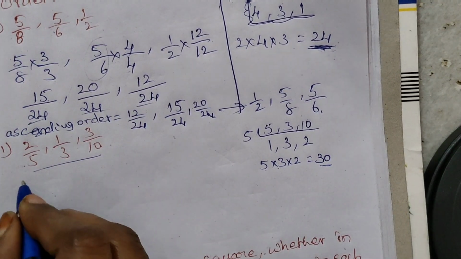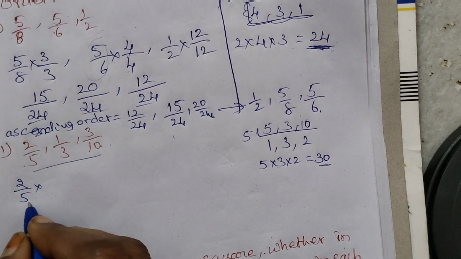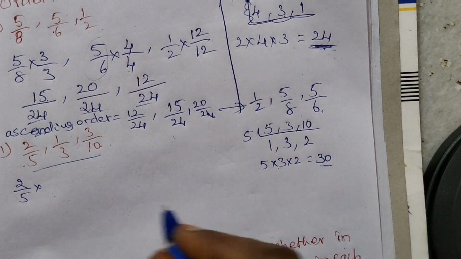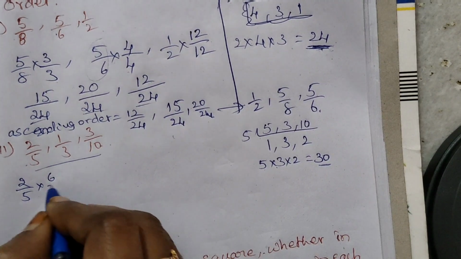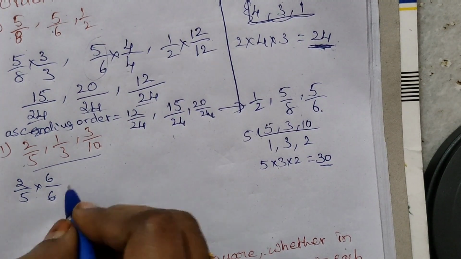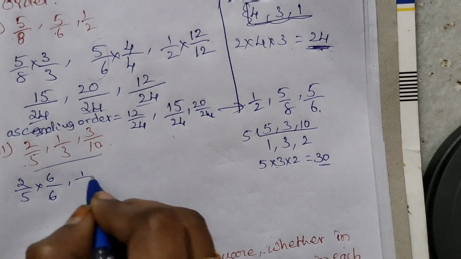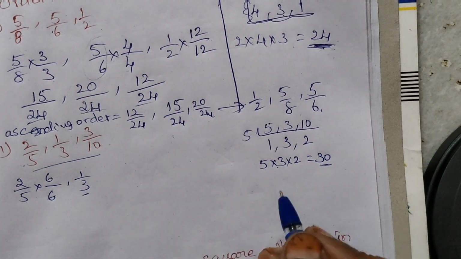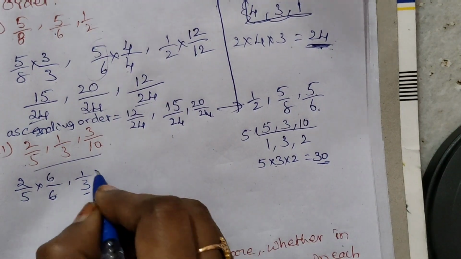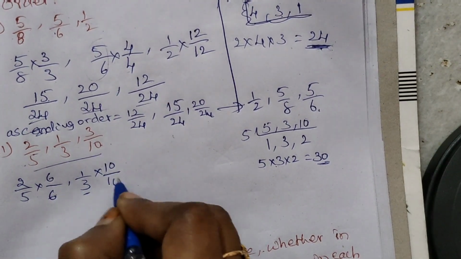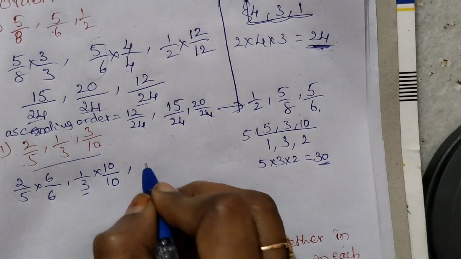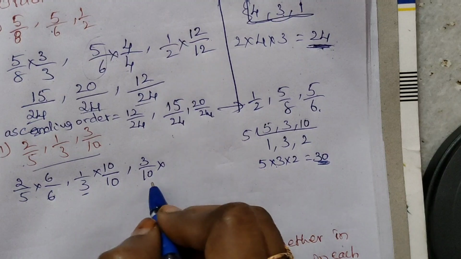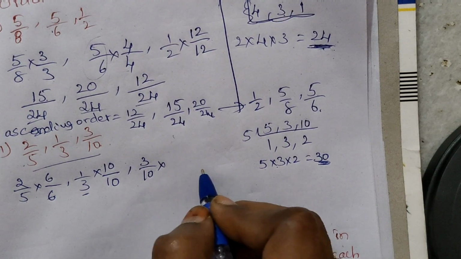Okay. 2 by 5, multiply 5 with any number, you have to get 30. 5, 6, 30. So, here multiply numerator and denominator with 6. Okay. Next one, 1 by 3. 3 tens, 30. Here we have 3. Multiply 3 with 10, you will get 30. So, multiply denominator and numerator with 10. Next, 3 by 10, here I want in the denominator 30. So, 10 3 is 30.